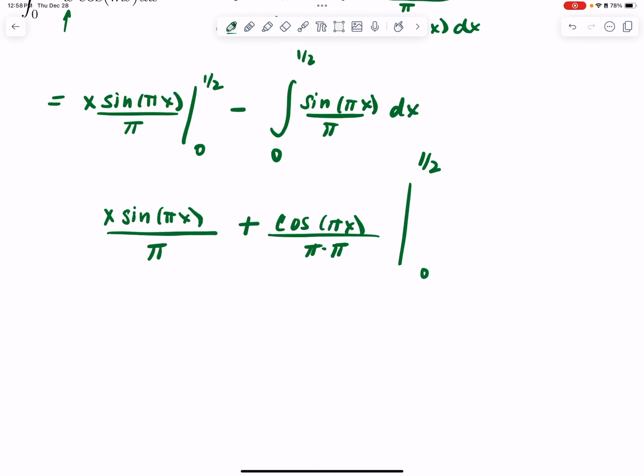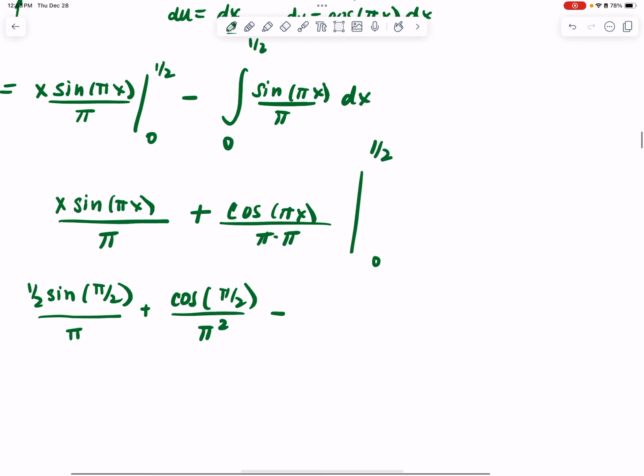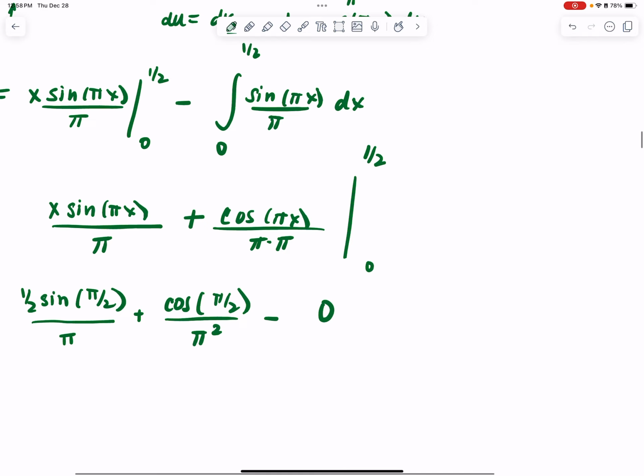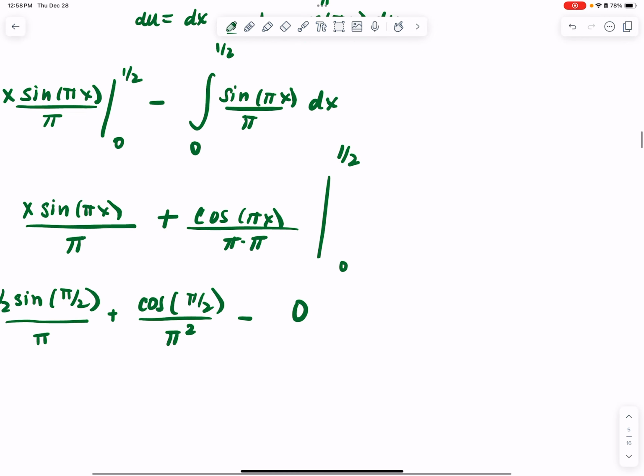Now we're going to plug in our bounds. So we end up with 1/2 times the sine of pi times a half, or pi over 2, all over pi, plus the cosine of pi over 2 over pi squared, minus, now we have to plug in 0. The first piece is easy. It's just going to be a 0 because of the x. Actually, also sine of 0. And then minus cosine of 0, which is not 0, over pi squared.